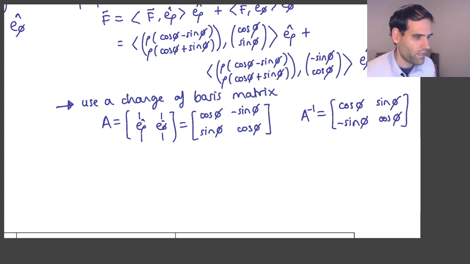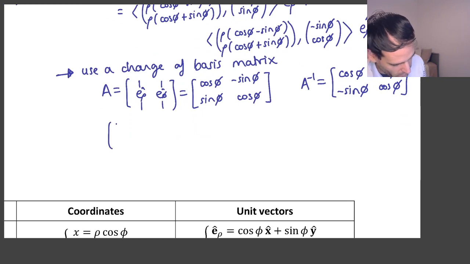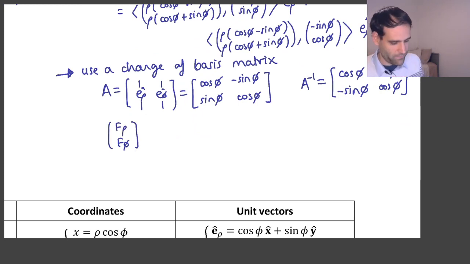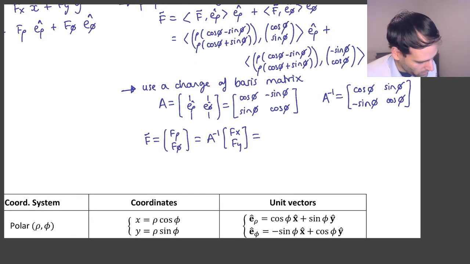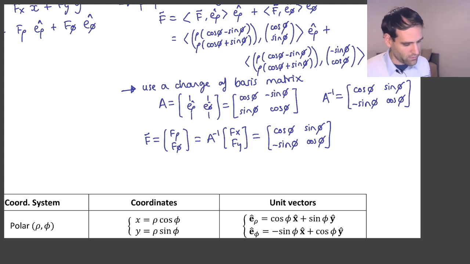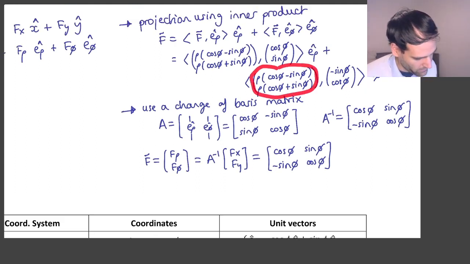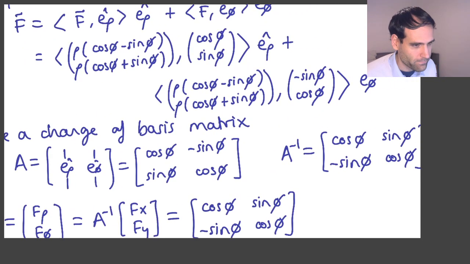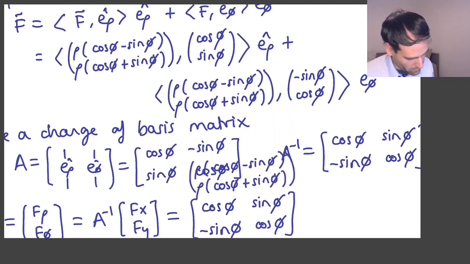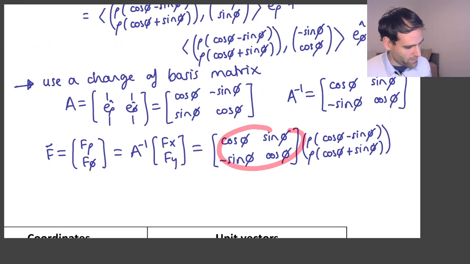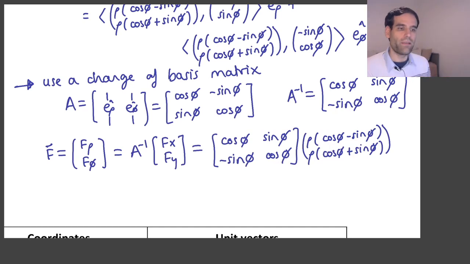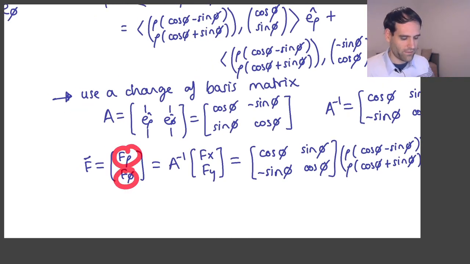And what does this mean? Well, now this means that the vector written in rho phi basis, so our vector f, is equal to the inverse of A times fx fy. So this is equal to, I'm going to copy the matrix for the inverse, and now I'm going to copy the vector for f, which we have written right here. That's the vector for f. So let me duplicate that and place it here. Okay, so now we can multiply this matrix times this vector, which has two elements, and we will find a vector with two elements, and those two elements will be f rho and f phi, the two components.